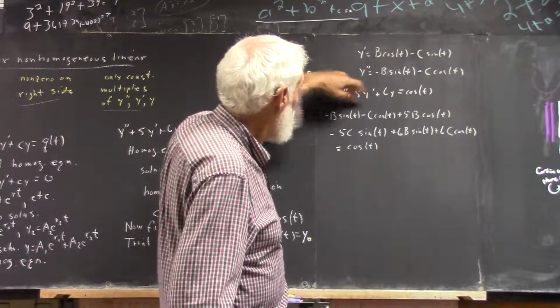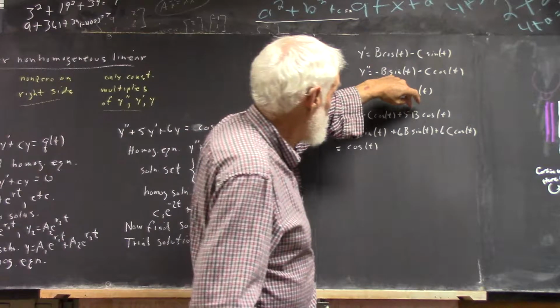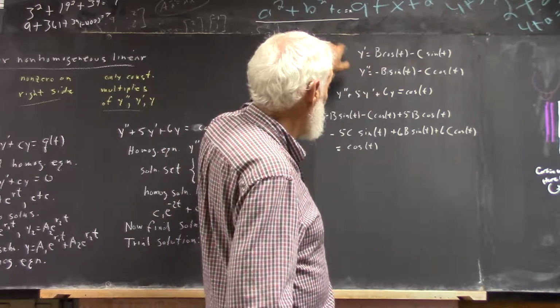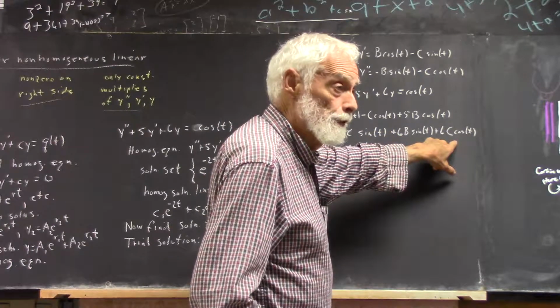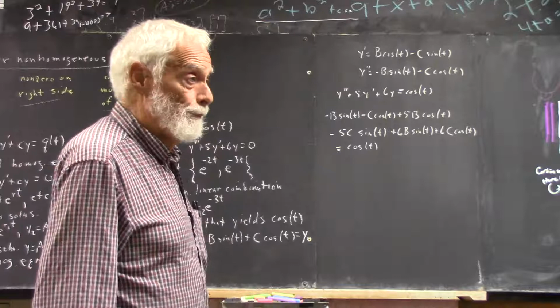So here's our y double prime, and then 5 times y prime gives us this term and this term, and 6 times y gives us this term and this term. And all that has to add up to cosine of t.